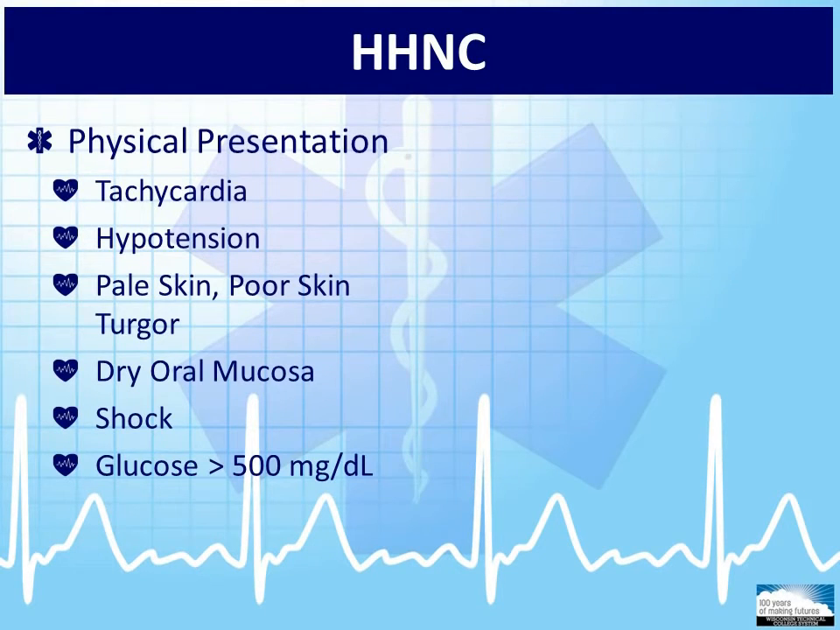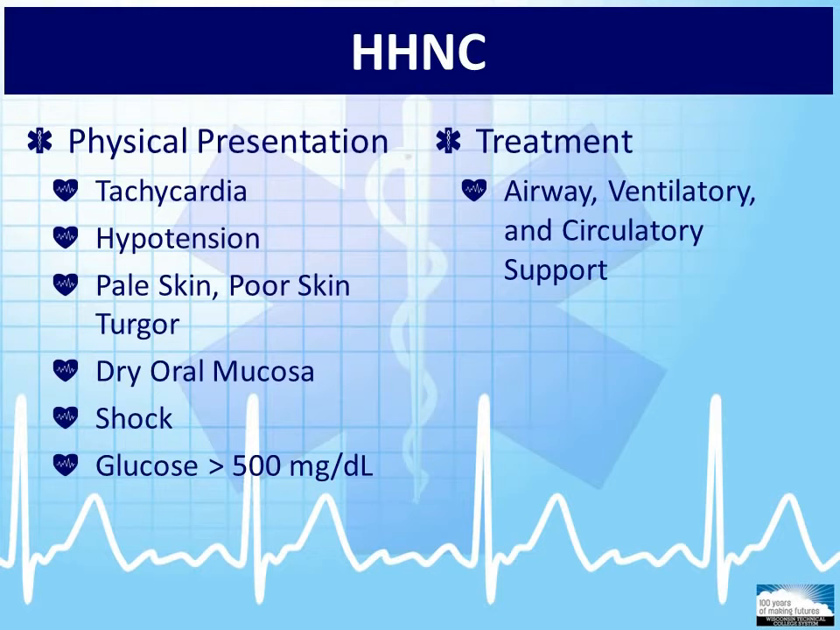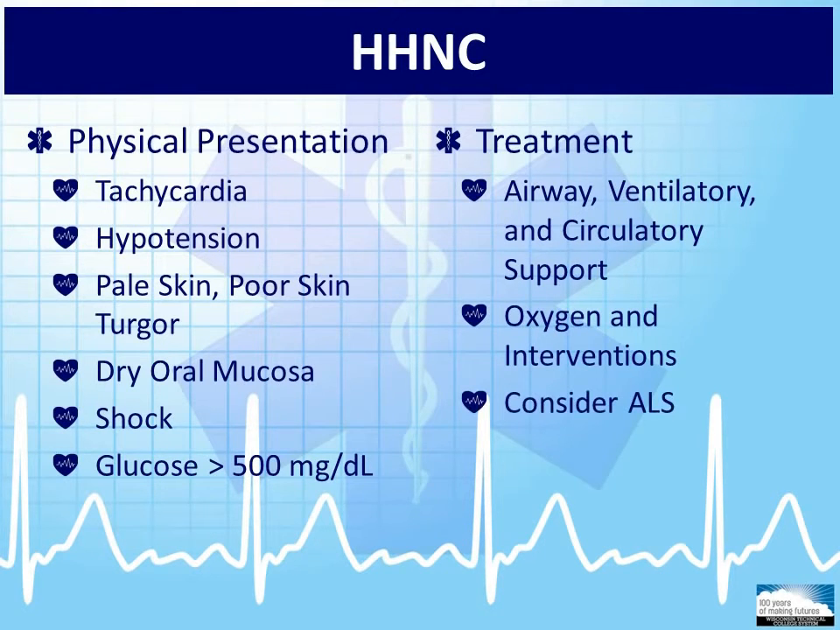HHNC typically takes some time to develop. Patients who present with these signs and symptoms are indeed sick and need medical care. Assessments for HHNC patients should include obtaining a blood pressure, feeling for distal pulses, listening to breath sounds, obtaining a temperature, and obtaining a blood glucose if equipment is available. Treatment includes airway, ventilatory, and circulatory support. Oxygen administration, additional interventions, and advanced life support should be considered as per your local protocols. Reassessments are also vital to ensure the continued status of the patient.